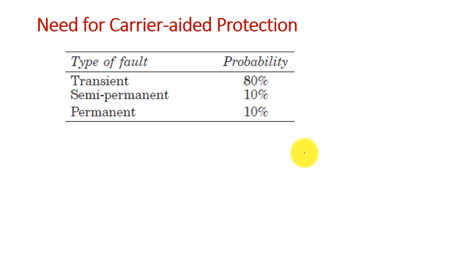So let us see the types of faults that generally happen in the transmission system. In the electrical system, generally three types of fault happen. One is transient, semi-permanent and permanent. And if we see the statistics of occurrence of these faults, then the transient fault happens most of the time. It is around 80%, the probability says 80%. So what is transient fault?